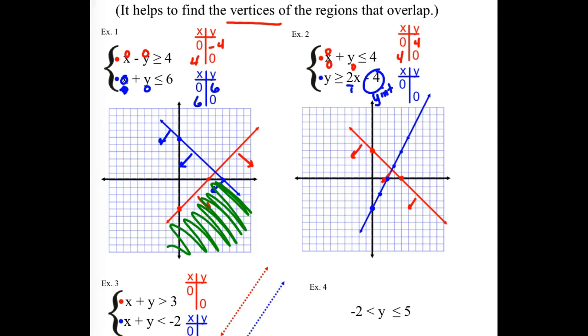All right, and again, testing the origin, if we put 0 in for x and for y, we have 0 has to be greater than or equal to -4. Since 0 is greater than -4, we would shade the origin, which would be this direction. So again, looking for the place where those overlap, we would have this region here.